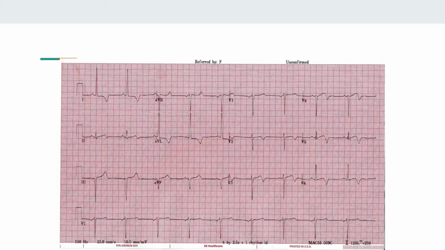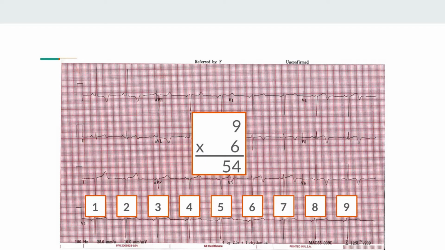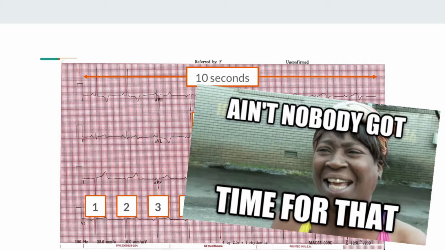So a quicker way to approximate the ventricular rate is to count the number of heartbeats on the EKG and multiply it by 6. The EKG we typically see in the ED is of a 10-second run, so multiplying it by 6 gives us the number of beats per minute. But ain't nobody got time for that either.